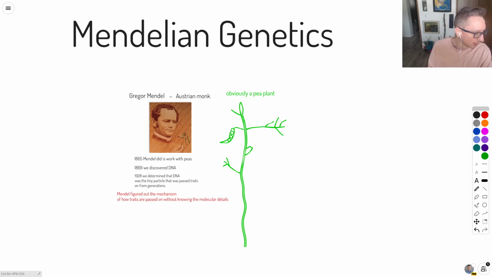How we doing? Today we're going to be talking about Mendelian genetics, and this is such a key piece of our human understanding about how life puts itself together, passes itself on, and changes over time.